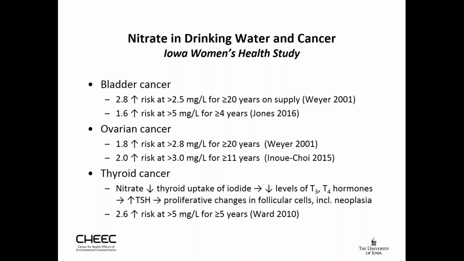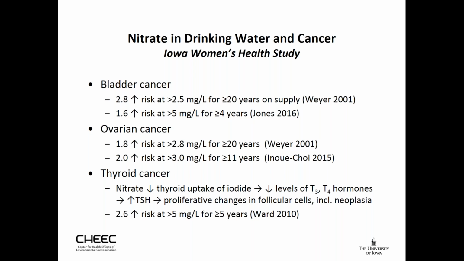In the same study, we looked at ovarian cancer. We found an almost twofold risk at about 2.8 milligrams per liter for women on the supply for more than 20 years. And again, later on in follow-up, we found the same increased risk, twofold risk, at over 3 milligrams per liter for over 11 years.